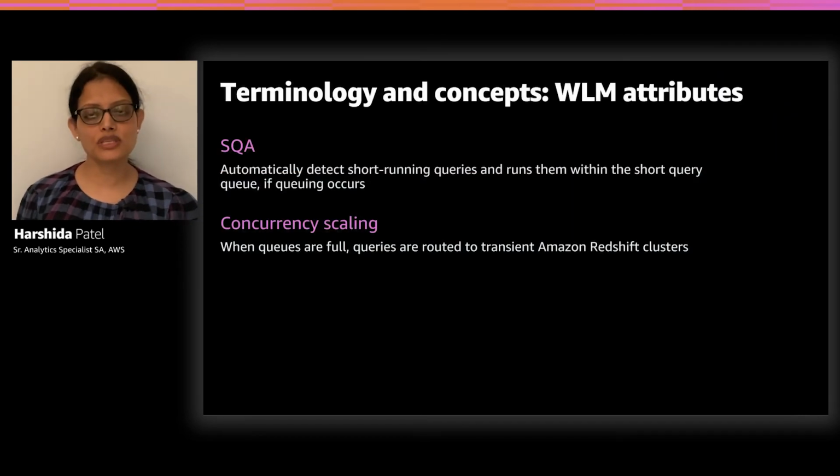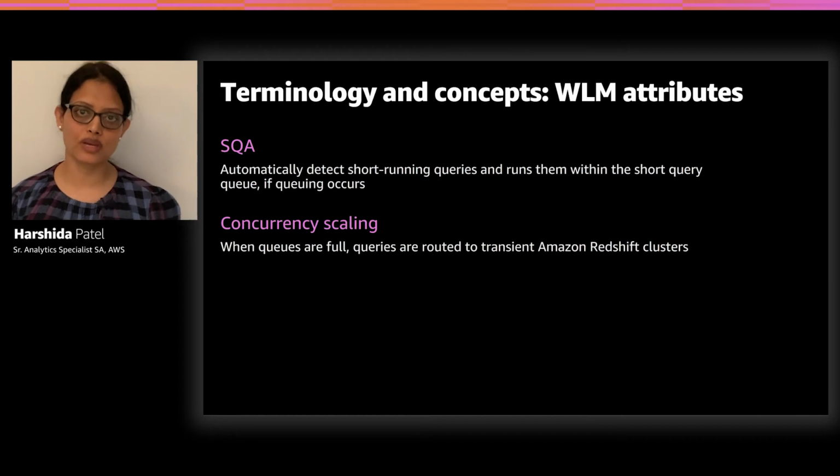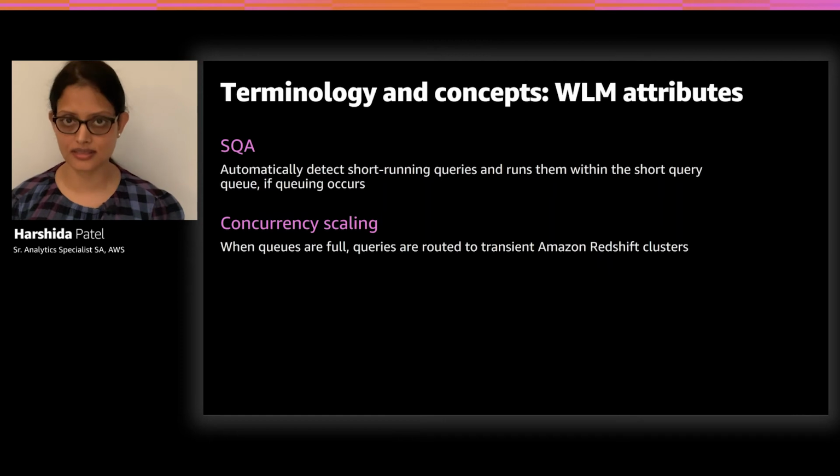The concepts within workload management, the first is short query acceleration. The way this feature works, when Redshift identifies queuing is occurring, based on machine learning, it would identify these queries are going to complete in seconds. So instead of having your short queries wait behind the long running queries, it's going to start routing those queries to a short query acceleration special queue.